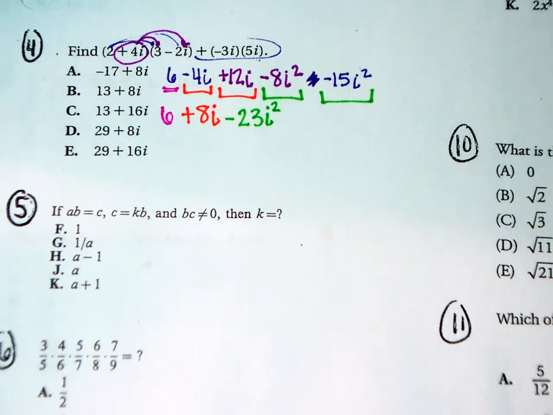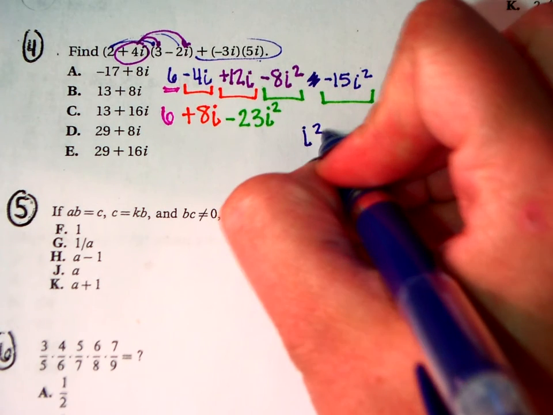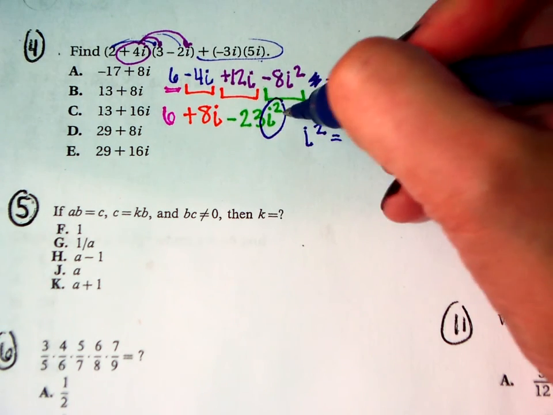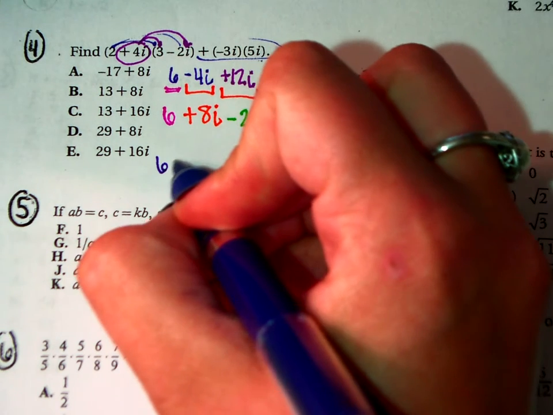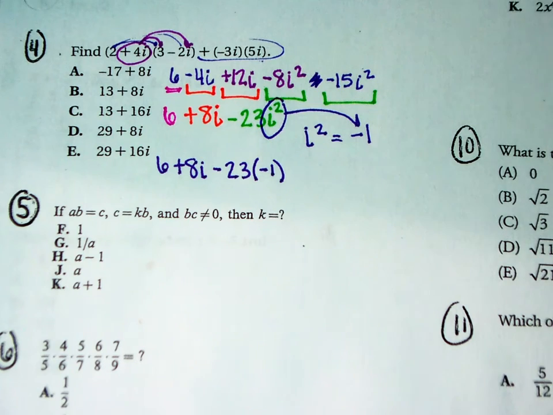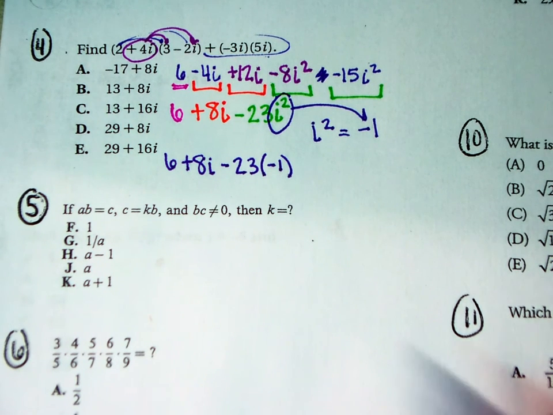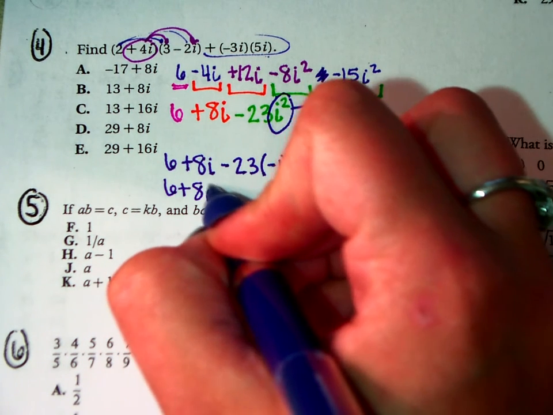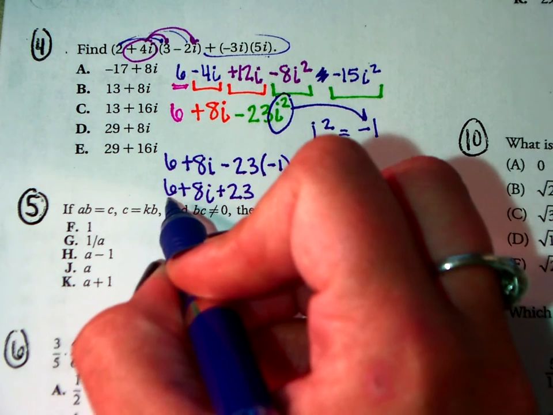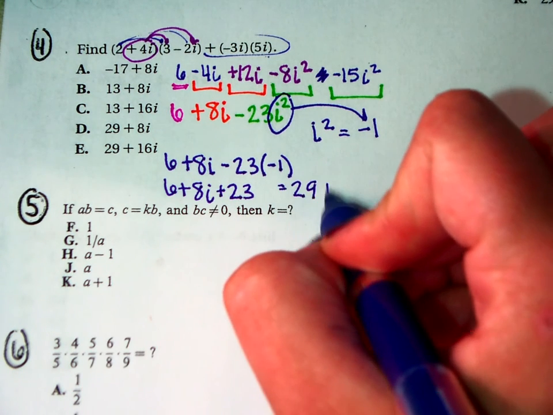All right, now I might panic at this point. I might look at that example and be like, well, nothing has i squared in it. But remember, i squared is equal to negative 1. So that means I'm going to replace i squared with negative 1. So I have 6 plus 8i minus 23 times negative 1. Now my answer is starting to look like these answer choices. So I have 6 plus 8i. Negative 23 times negative 1 is positive 23. And now I can combine. 6 plus 23 is 29 plus 8i.